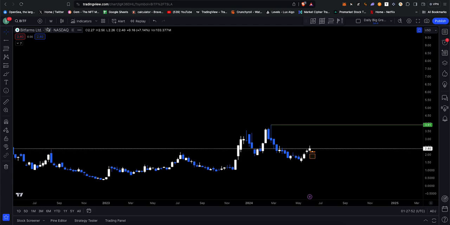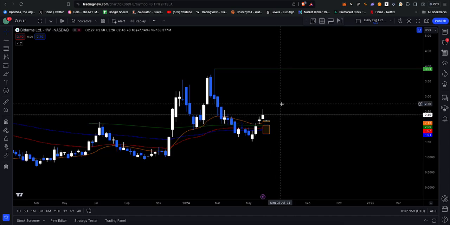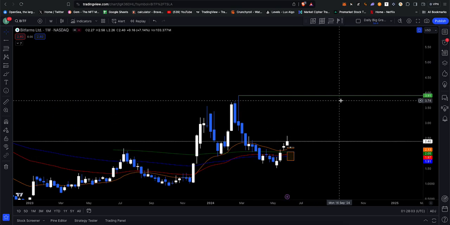So with that being said, guys, Bitfarms looks extremely bullish, higher time frame. We're going to start looking for higher lows here now, right? In consolidation before potentially moving up higher.